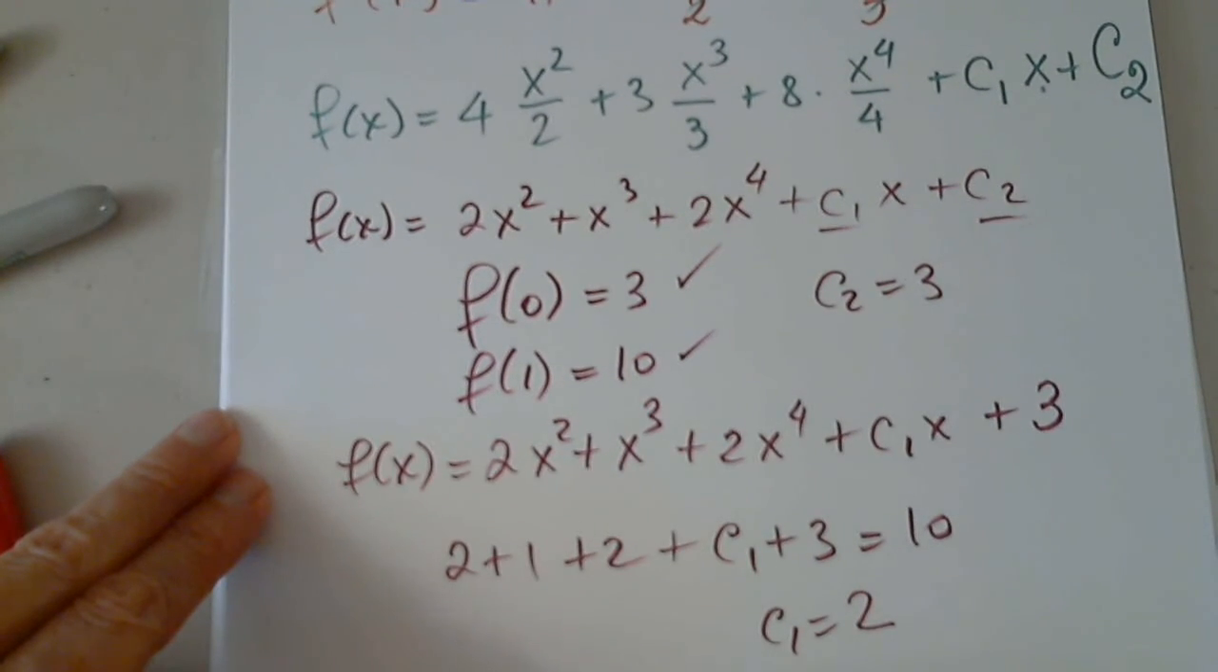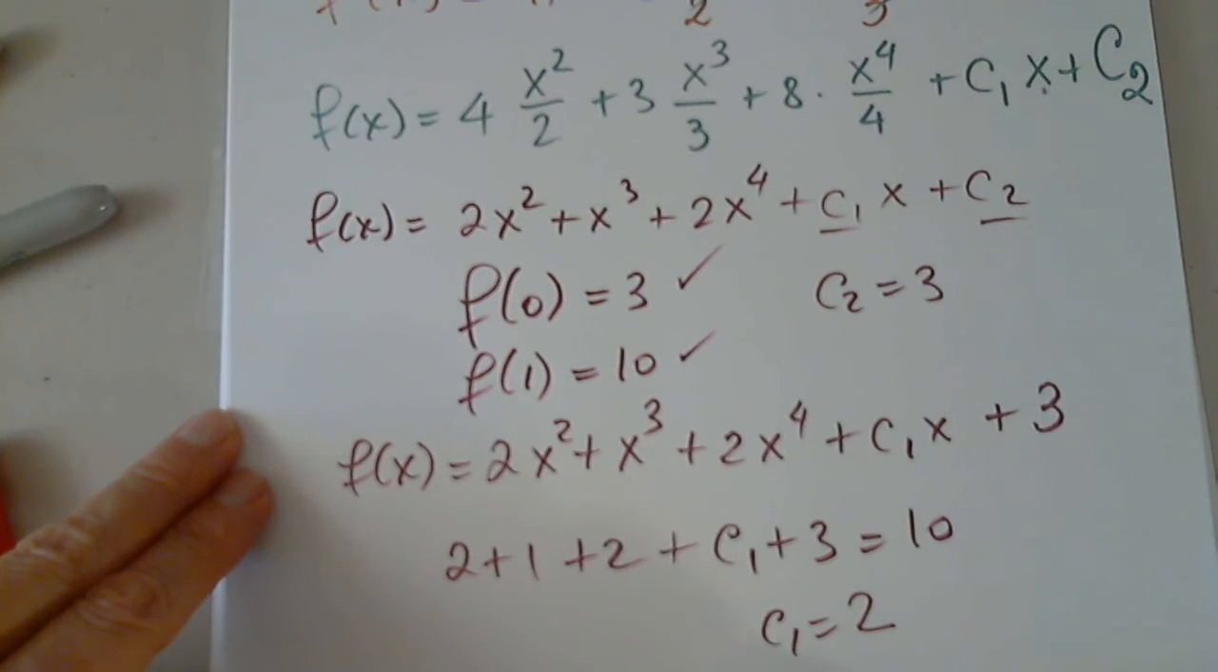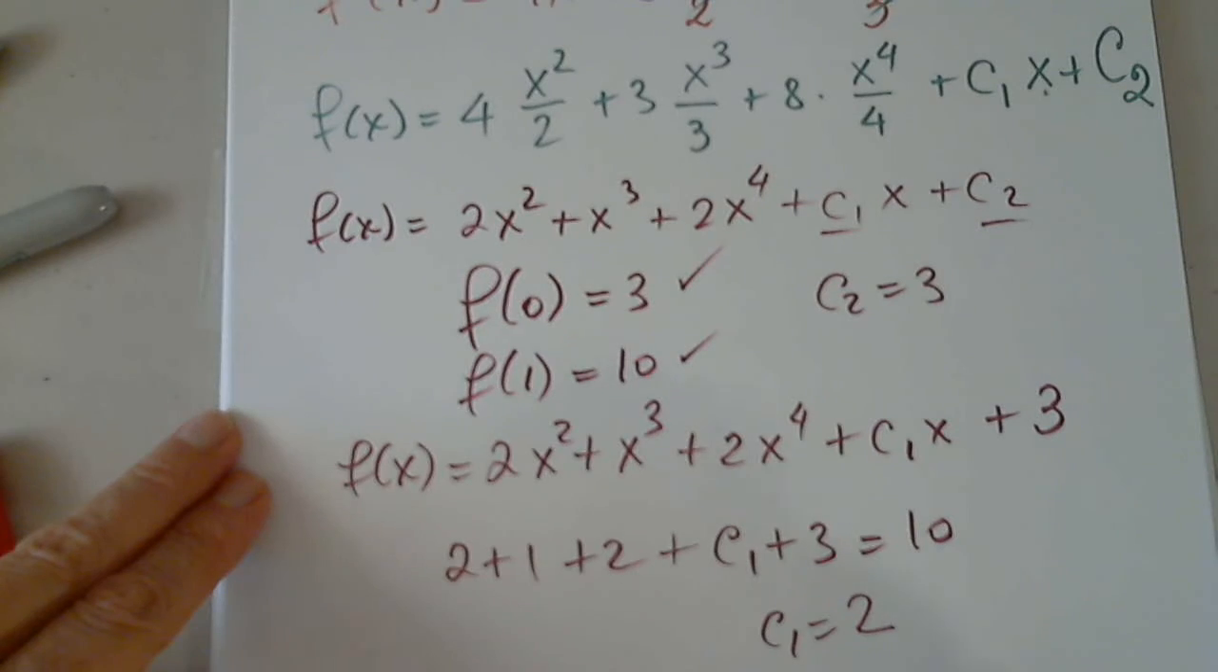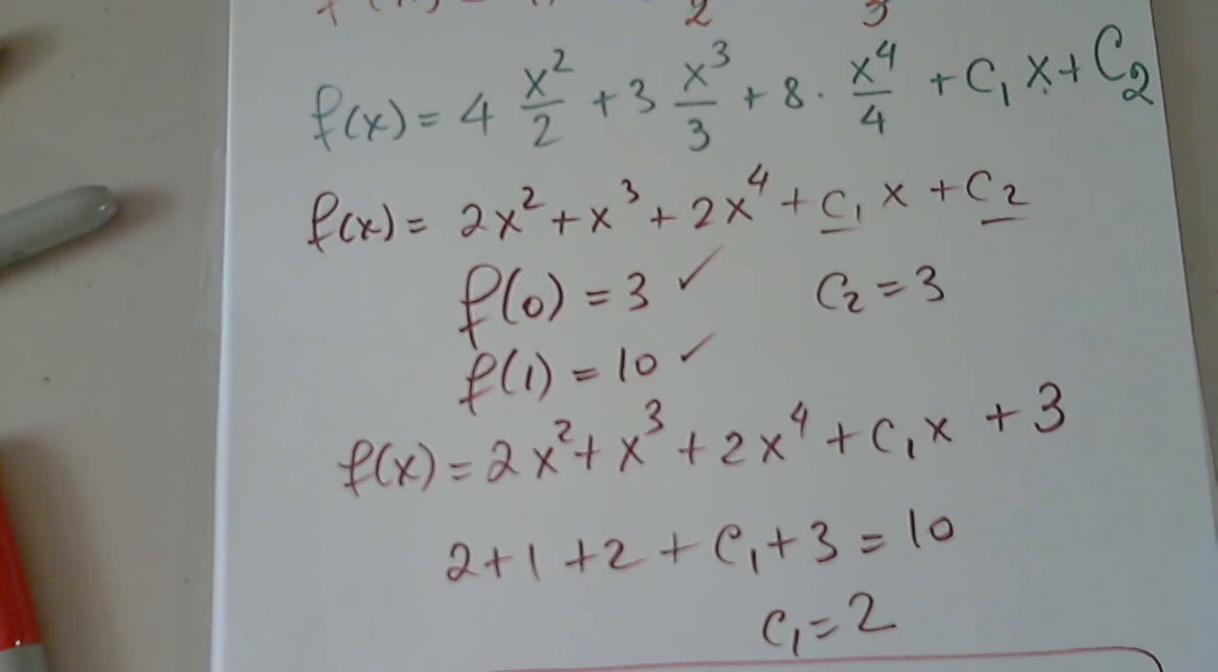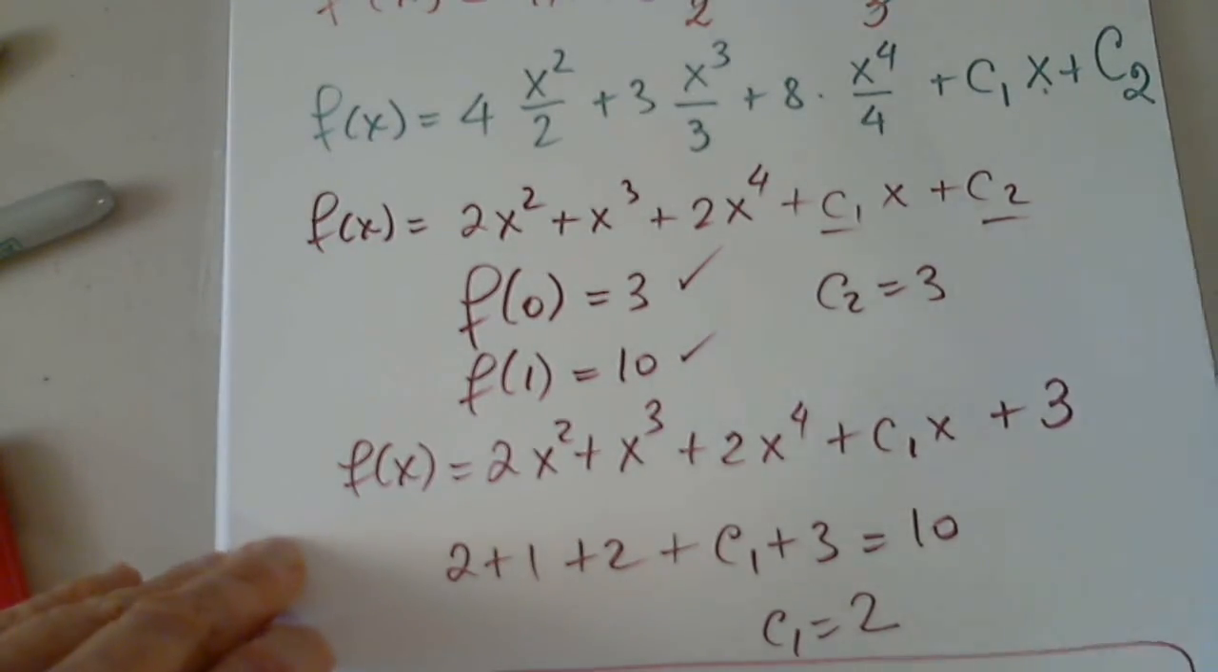So the unique function is, and I'm going to put it now in the correct order, 2x to the 4th plus x to the 3rd plus 2x squared plus 2x plus 3. This is the function whose second derivative was given to us and some initial conditions were given also. I like to find one in which conditions are not given, so we are asked to find the most general antiderivative. And then we can move on.